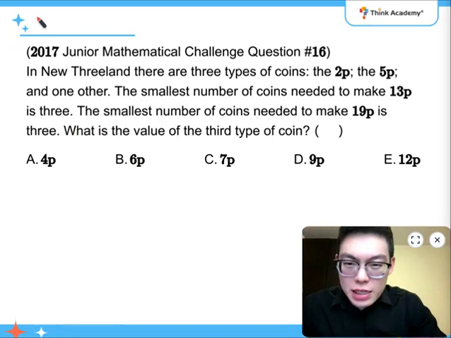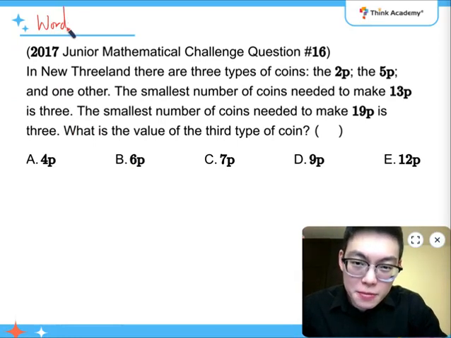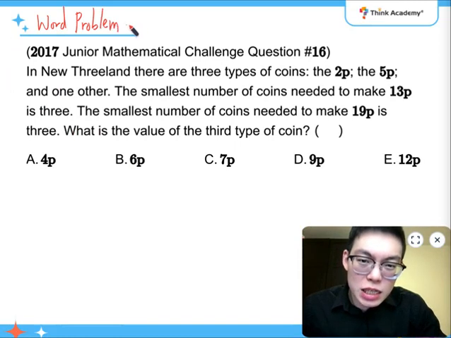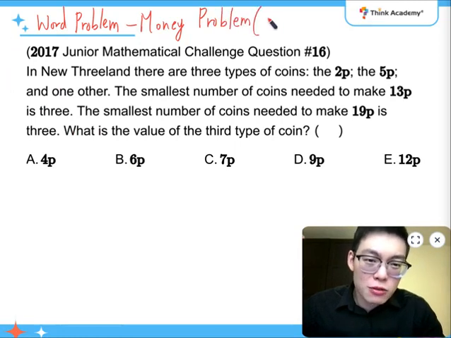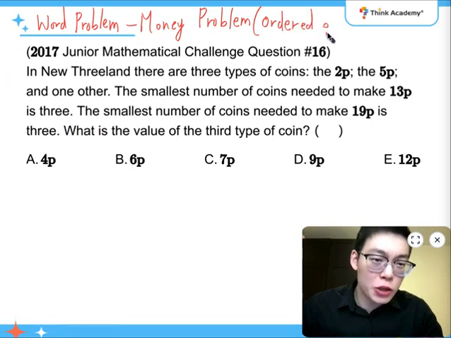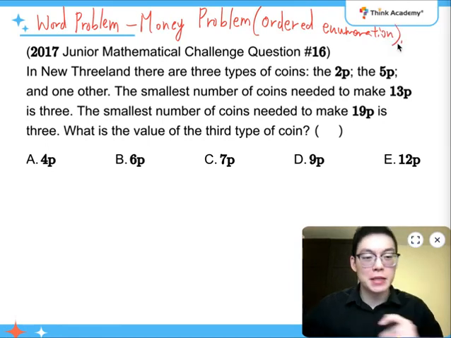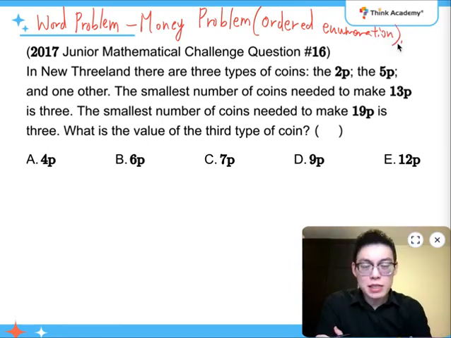So I will say that it is a word problem. Well, clearly it is. And it's a money problem because it's about some currency. And I would also say that it belongs to counting, as in the ordered enumeration. All right. So essentially, why do I think that it is also belonging to the ordered enumeration?